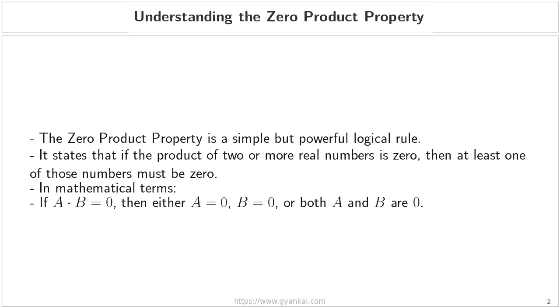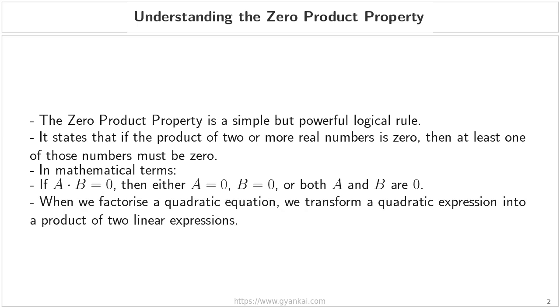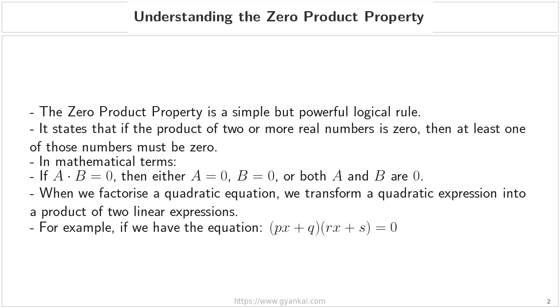There is no other way to get a product of zero. To put this into mathematical terms, if we say a times b equals 0, then we can conclude that either a equals 0 or b equals 0, or in some cases, both a and b are 0. Now, how does this apply to the quadratic equations we've been working on? Well, when we successfully factorize a quadratic equation, we are essentially transforming a complex quadratic expression into a product of two simpler, linear expressions.